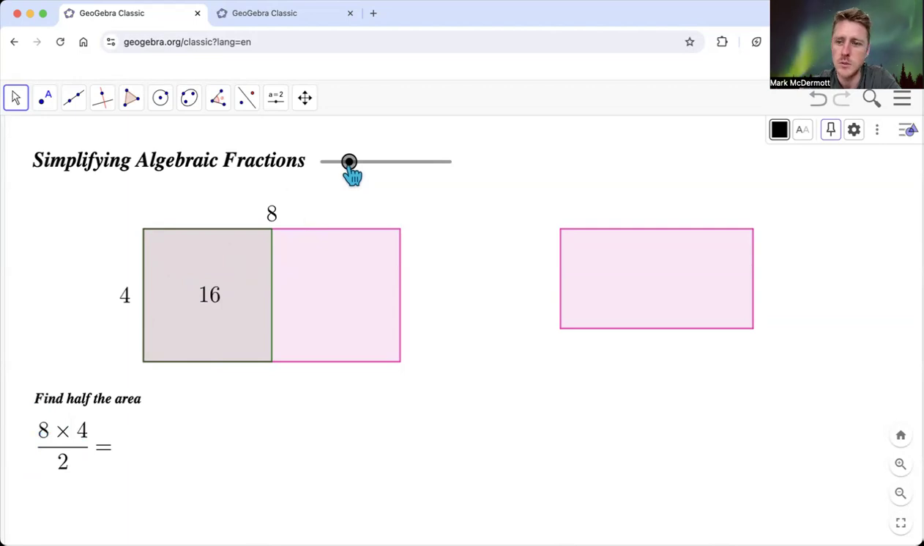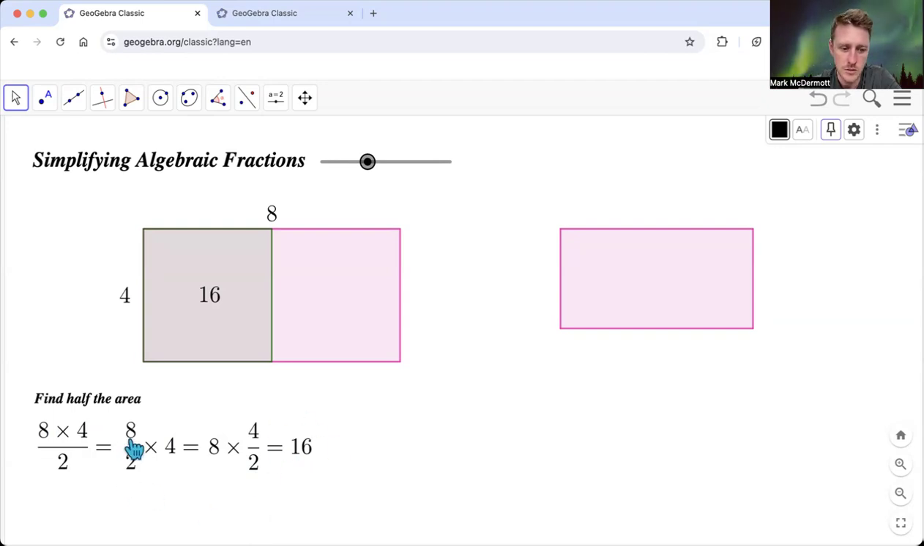But what's important to point out is that we can actually do 8 divided by 2 multiplied by 4. We also could have done 4 divided by 2 multiplied by 8. Or 8 multiplied by 4 divided by 2. In any case, we get 16 as the answer.